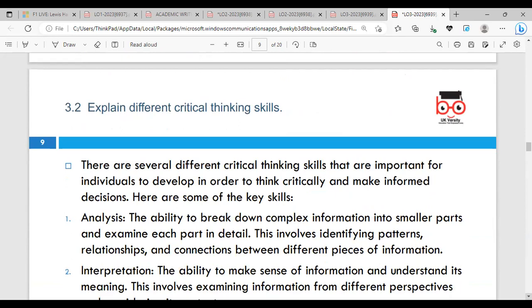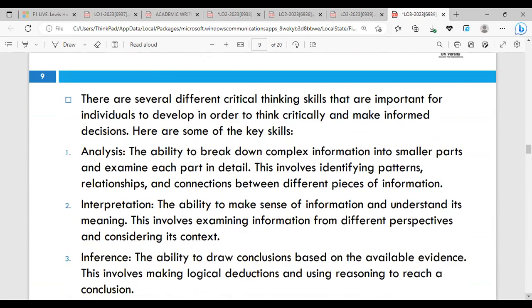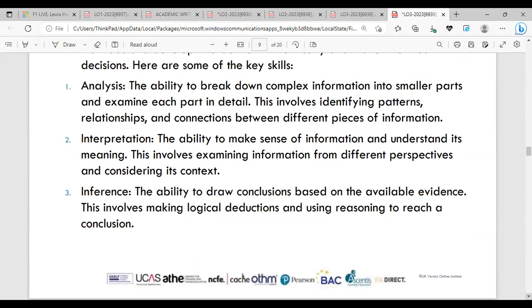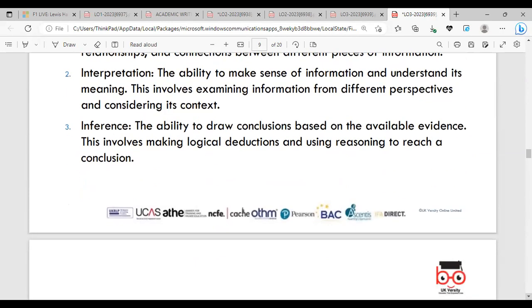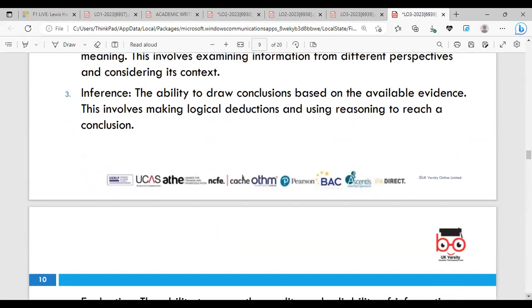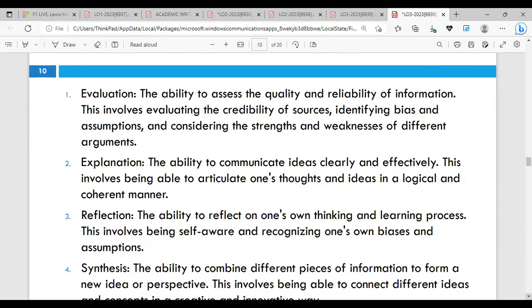There are several different critical thinking skills that are important for individuals to develop in order to think critically and make informed decisions. Analysis is the ability to break down complex information into smaller parts and examine the parts in detail. Interpretation is the ability to make sense of the information and understand the meaning. Inference is the ability to draw conclusions based on evidence. Evaluation is the ability to assess the quality and reliability of the information.